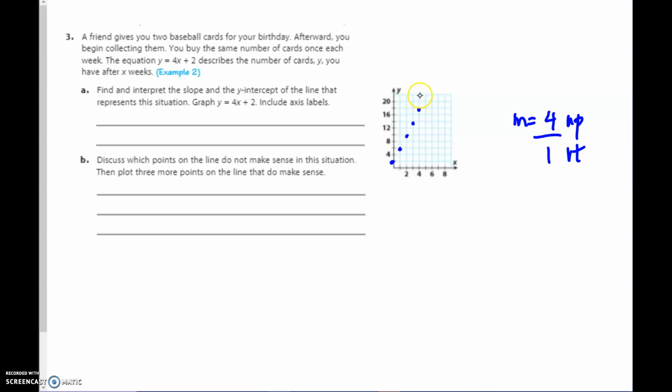2, 4, over 1. Now, I am not going to connect these dots because you can't buy part of a card, and he is buying 4 every week.